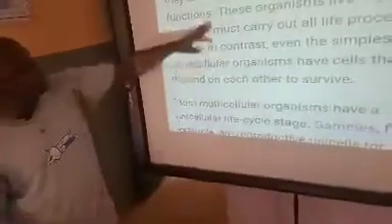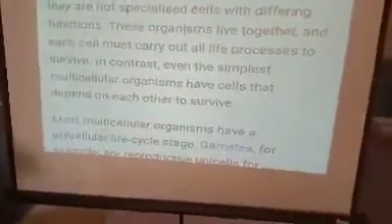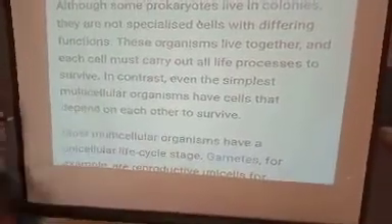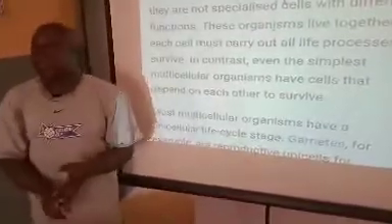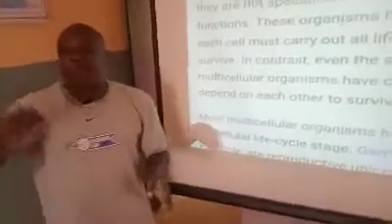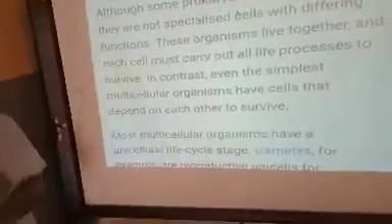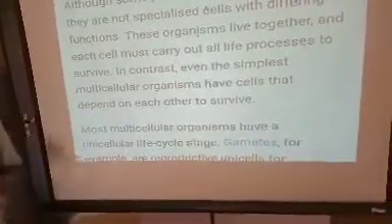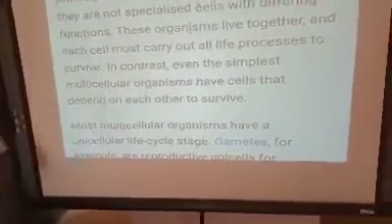So pick a multicellular organism, you look at it. Then pick a unicellular organism, look at how that thing is. Then these organisms live together, and each cell must carry out all life processes to survive. So all life processes: I must grow, I must eat, I must respire, I must move, I must be able to excrete. That is following the simple code of Mr. Niger Card. So as an organism, you will be able to move from one place to another in search of mate, food, shelter, and water.